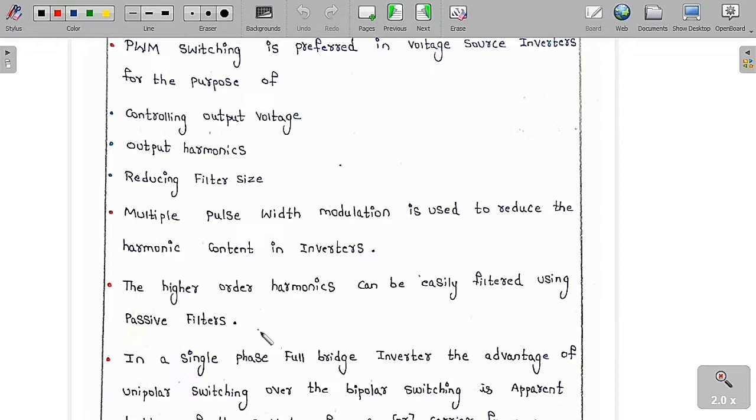So simply we can remove them with passive filters, meaning without any active components. If you make any filter with only passive components, that is called a passive filter.